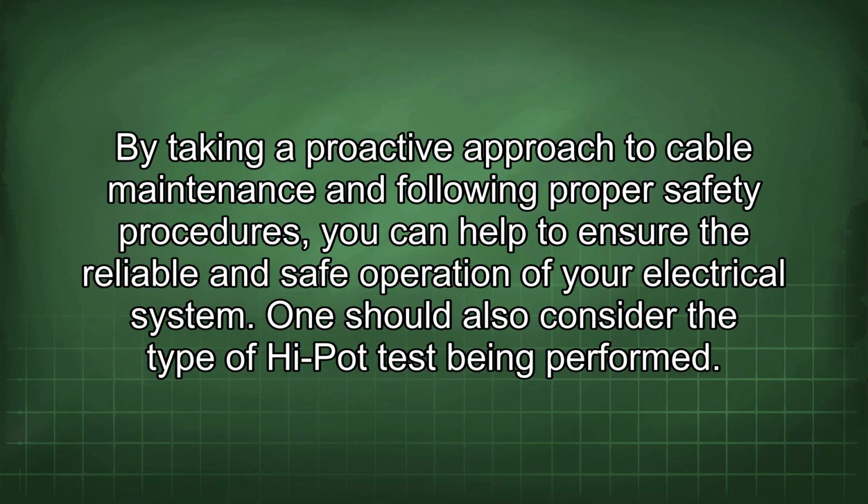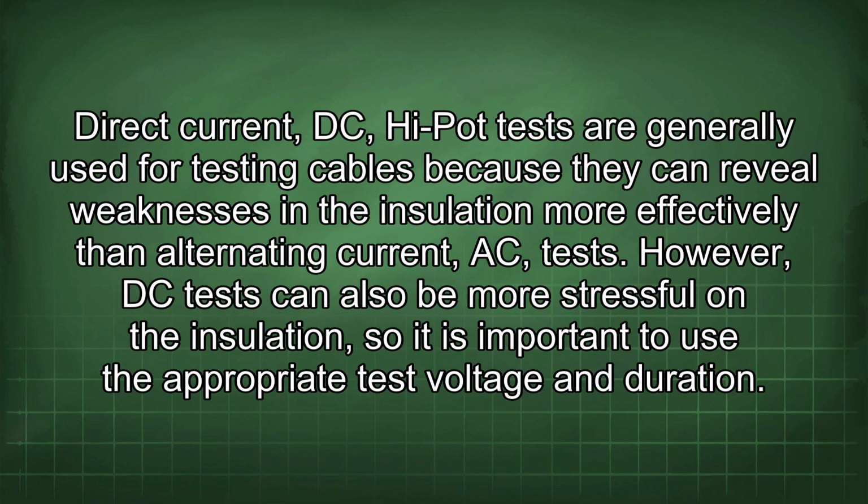By taking a proactive approach to cable maintenance and following proper safety procedures, you can help to ensure the reliable and safe operation of your electrical system. One should also consider the type of high-pot test being performed. Direct current (DC) high-pot tests are generally used for testing cables because they can reveal weaknesses in the insulation more effectively than alternating current (AC) tests.